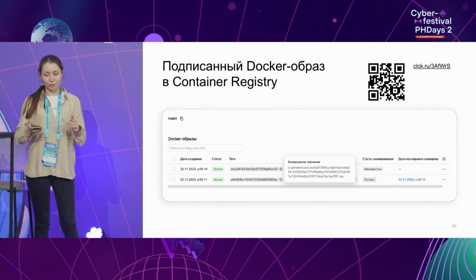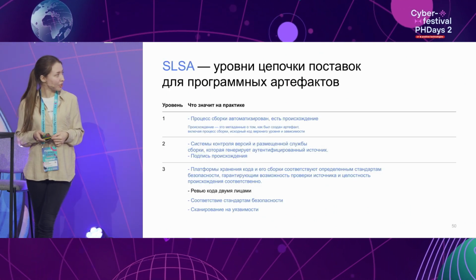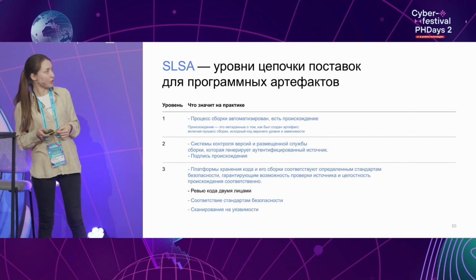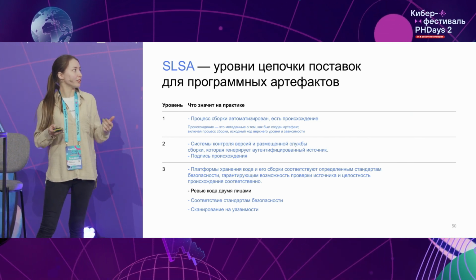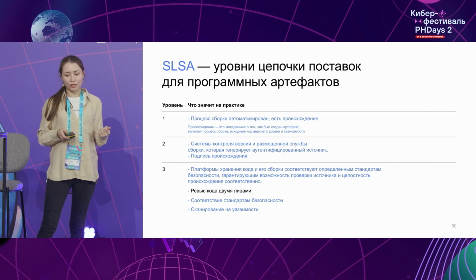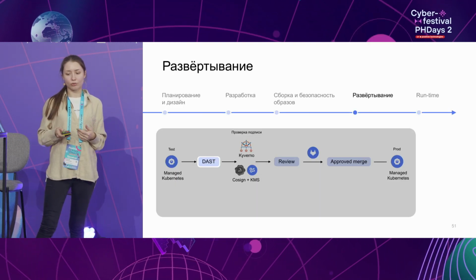What are the SLSA levels? Compliance can cover it. The second level, where we speak about the origin, signature, and other artifacts, and systems of version control. Assembly location, which generates authenticated source. Then we move to the deployment stage.